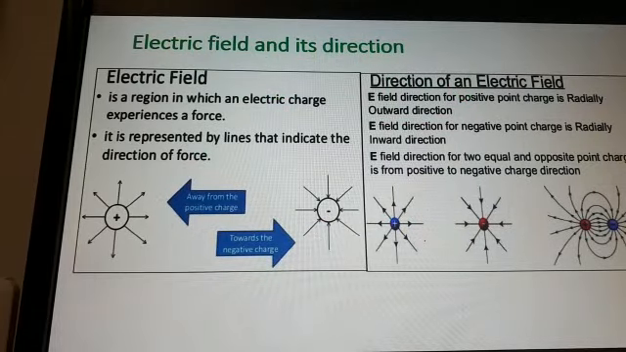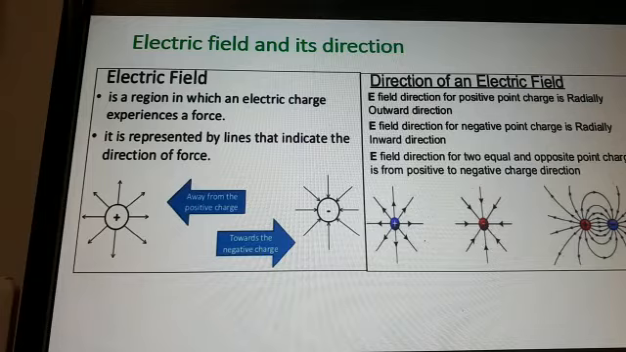What do you mean by electric field? And what about its direction? Electric field is the region in which an electric charge experiences a force. The line indicates the direction of the force a charge would experience.